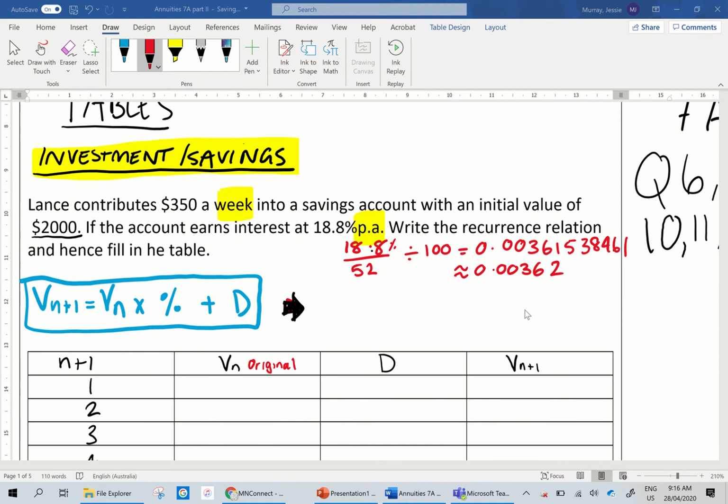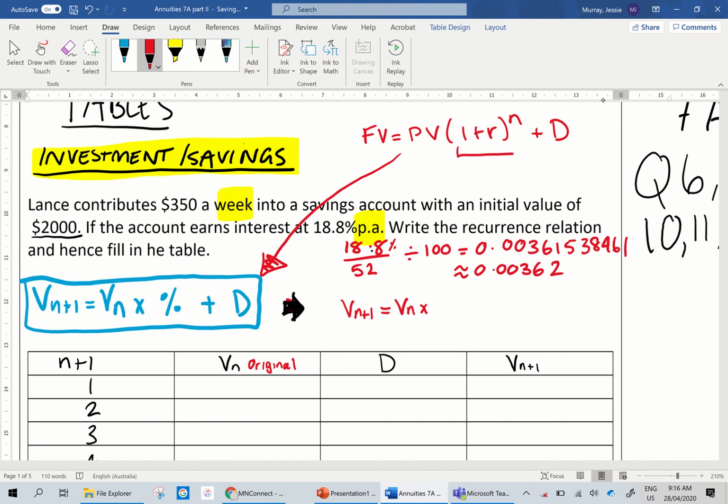Okay, now my recurrence relation. It's very similar, remember we said, to that compound interest formula we've seen before, but what's happening is you're also adding that down payment each time. So remember last lesson, that's how we came up with this formula here. So the future value we've turned into this Vn plus 1 is equal to the present value, which is the initial value, times by my percent.